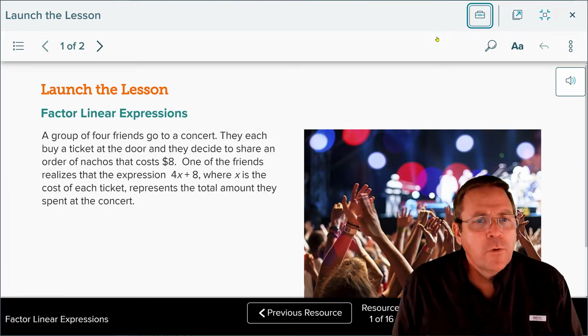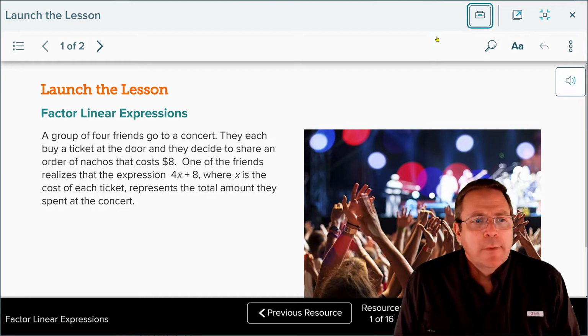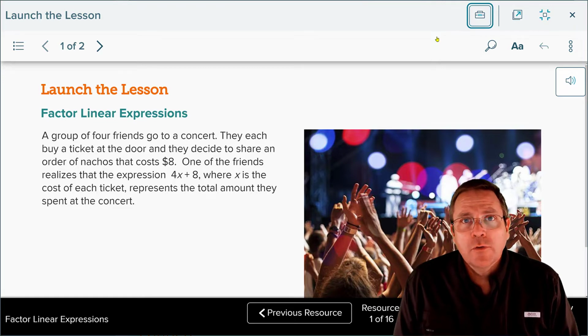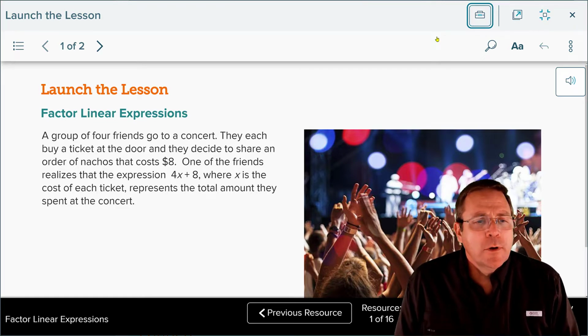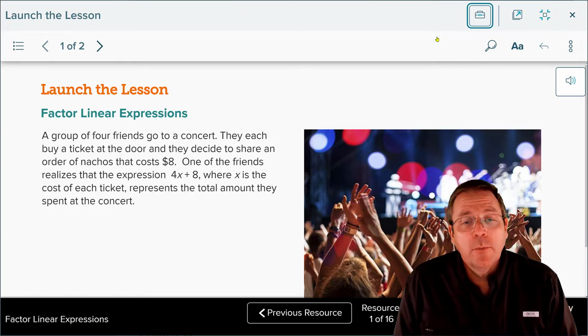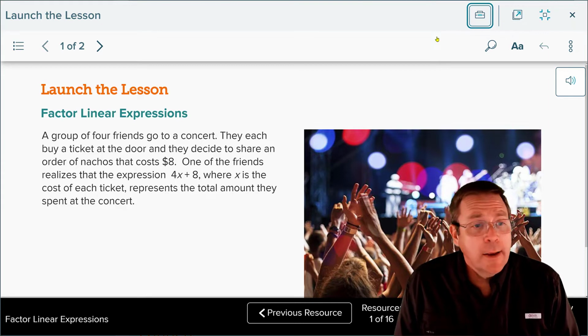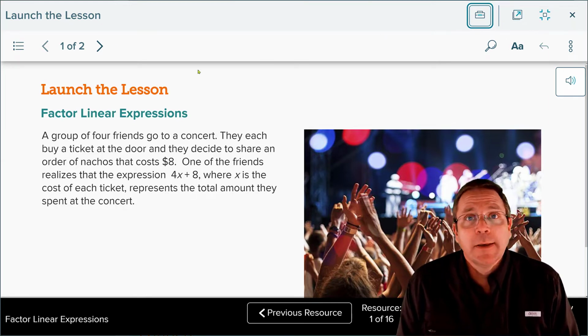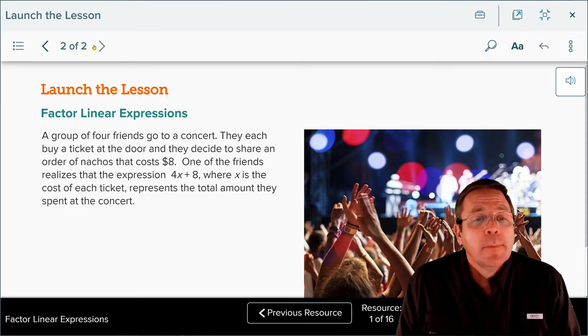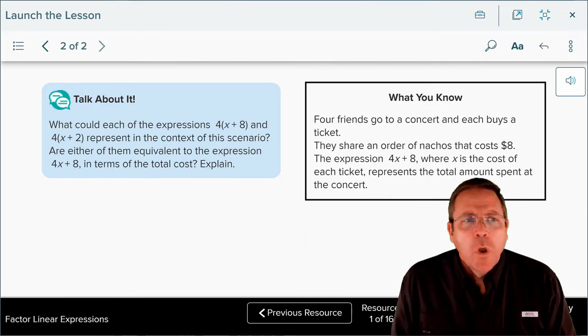A group of 4 friends go to a concert. They each buy a ticket at the door, and they decide to share an order of nachos that costs $8. One of the friends realizes that the expression 4x plus 8, where x is the cost of each ticket, represents the total amount of money they spent at the concert. Yay! Let's keep going here.